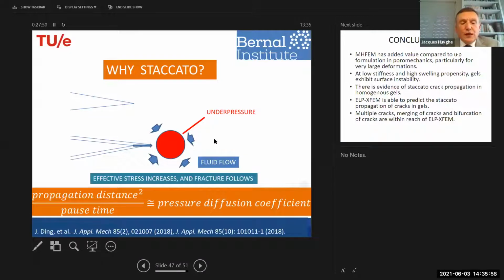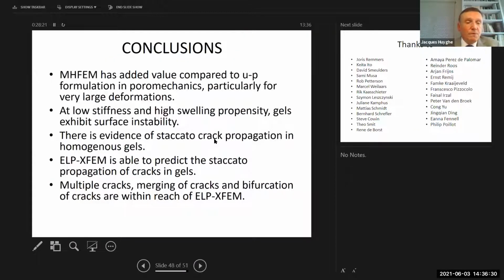Now, we can show that this is the case in our simulation by analyzing the relationship between propagation distance, pause time, and pressure diffusion coefficient. Propagation distance squared divided by pause time is in the same order of magnitude as the pressure diffusion coefficient given by the hydraulic permeability times the stiffness. And this gives us a hint that this stepwise progression may be associated with a consolidation phenomenon.